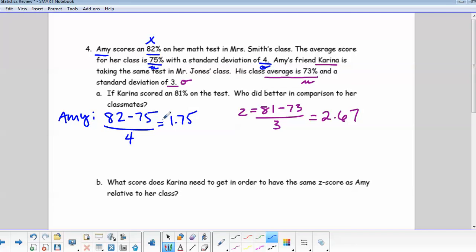So now you can compare their z-scores. This is Amy, and over here we had Karina. Because Karina has a higher z-score, we can say that she did better in comparison to her classmates. So Karina, because she has a higher z-score.